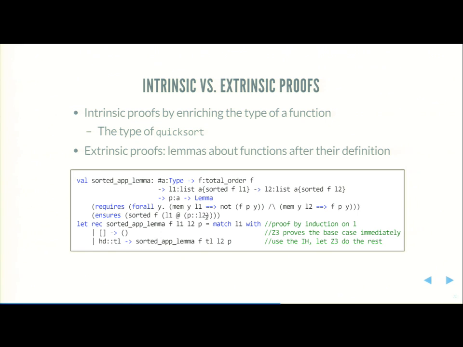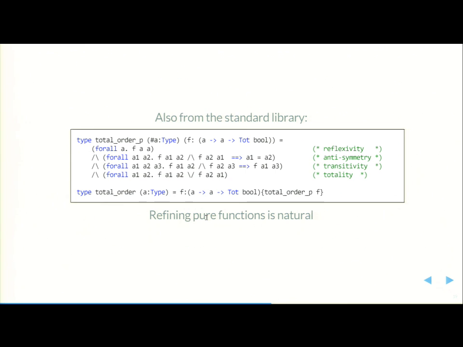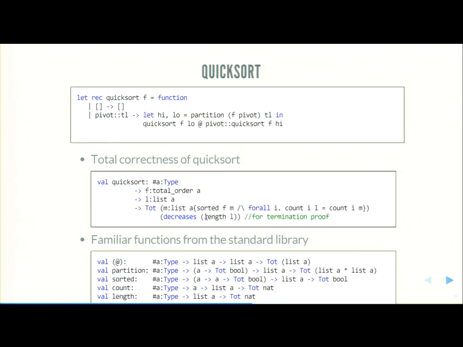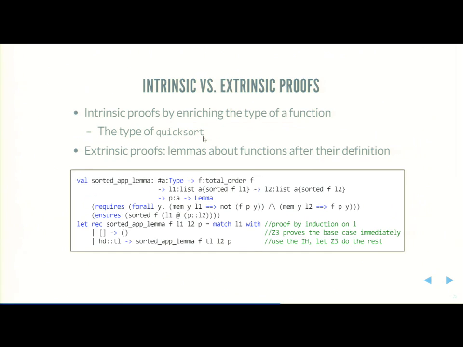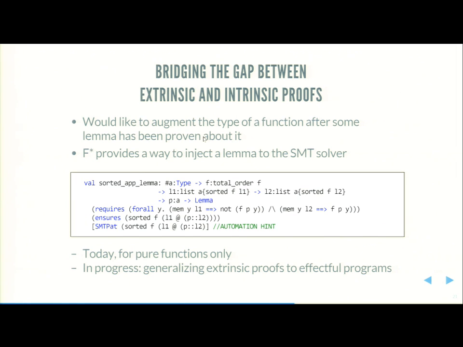But in prior systems that have had this feature that lets you prove properties after the fact, you typically have to go in and then also, for instance, when you actually call append here, you may have to also make a call to the lemma to get the property that you've proven about this thing after the fact. So F-star gives you a way to avoid having to pollute your definitions with these lemma calls by relying on the SMT solver.